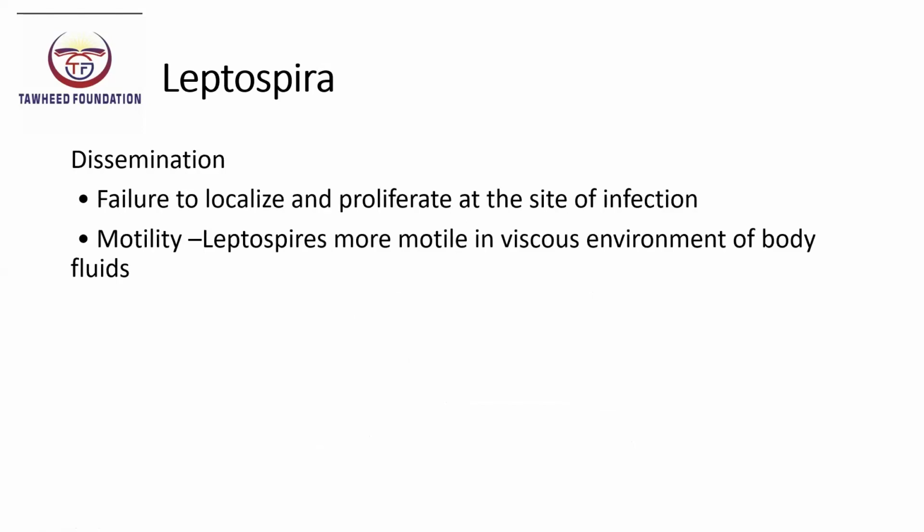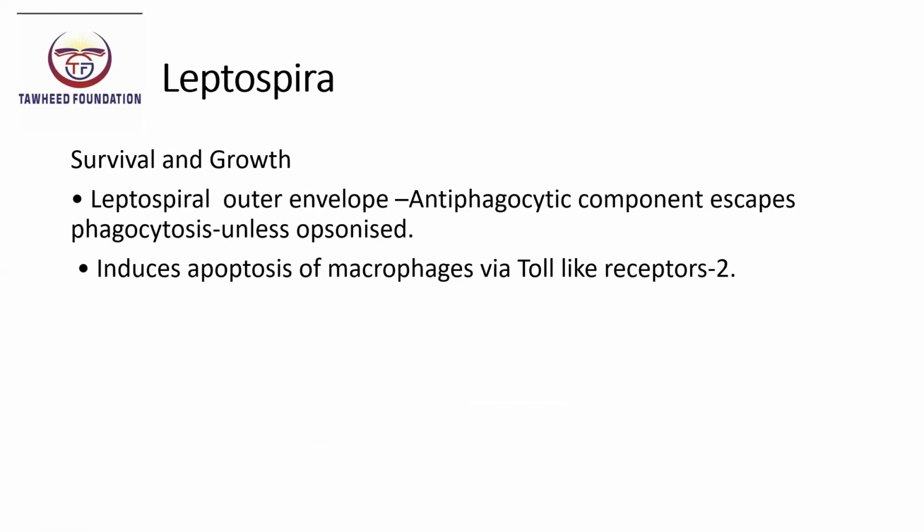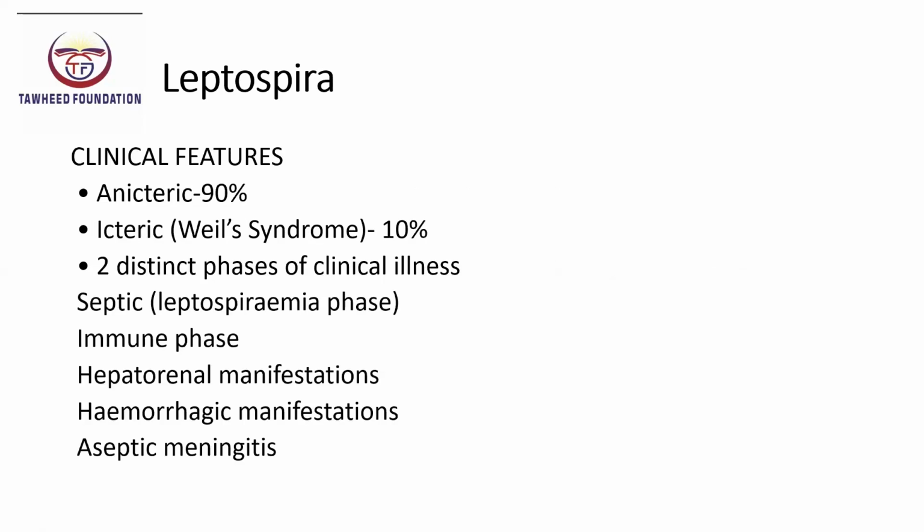Dissemination: failure to localize and proliferate at the site of infection, and the leptospires are more motile in the viscous environment of body fluids. Survival and growth. So the outer envelope of this Leptospira has an antiphagocytic component which escapes phagocytosis unless it is opsonized, and it also induces apoptosis of macrophages via toll-like receptors too.